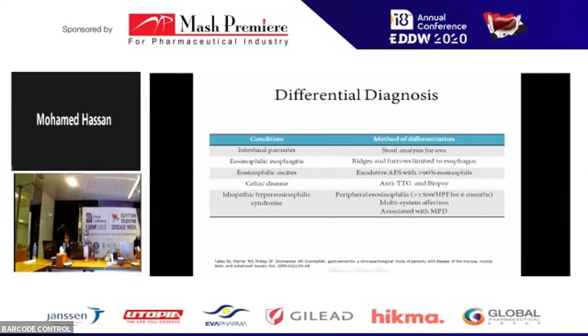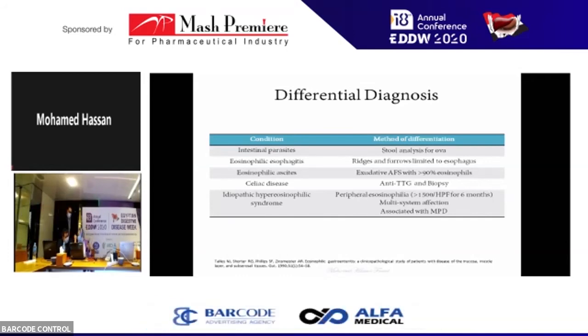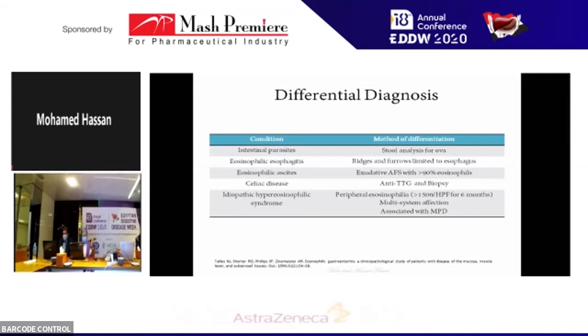So in our way to make the differential diagnosis, we have to check for the presence of intestinal parasites. We do this by stool test. We do stool analysis for ova. We have to check that there is no eosinophilic esophagitis. We know the clinical picture as Professor Mohamed explained. It is limited to the esophagus, and usually there are ridges and furrows in the esophagus. We have to exclude other causes of ascites when we have eosinophilic ascites, and this is through the ascitic fluid cell count. Usually in eosinophilic ascites, there are more than 90% eosinophils.